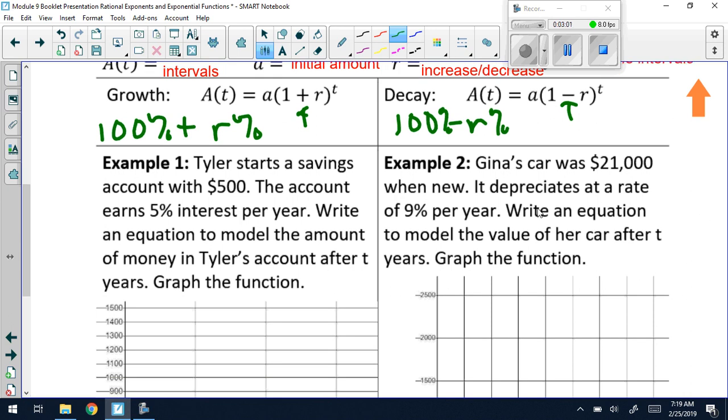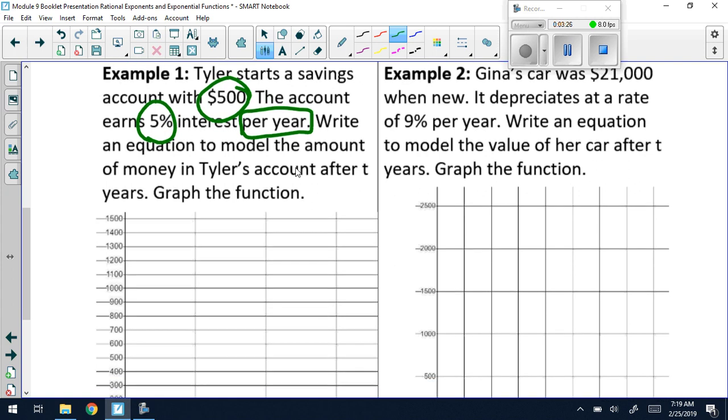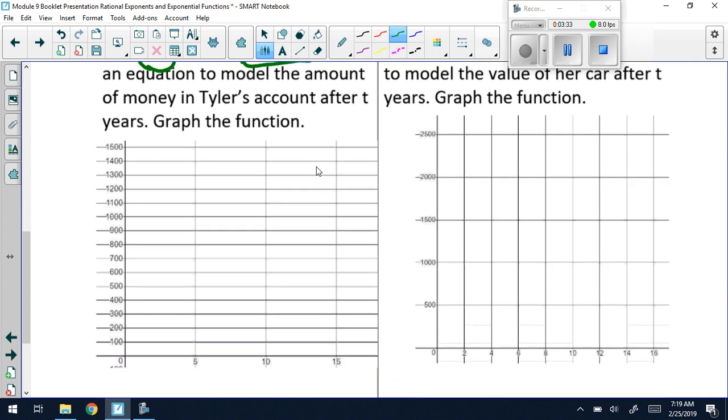So starting at example 1, Tyler starts a savings account with $500. The account earns 5% per year. Write an equation to model the amount of money in Tyler's account after t years and graph the function. So first of all, this is what's called compounded interest. We're earning 5% per year. So at the end of each year, that 5% gets added back in. So we are talking compounded interest, not simple interest, which is why we're using our growth model.